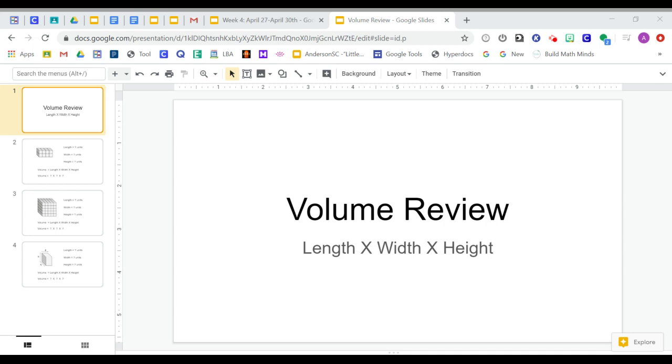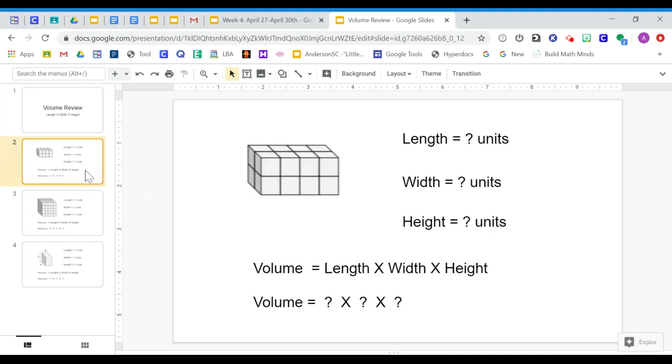Let's review how to find the volume of a right rectangular prism. Right before we left school, we were talking about how to find volume using length times width times height. Let's look at an example here.